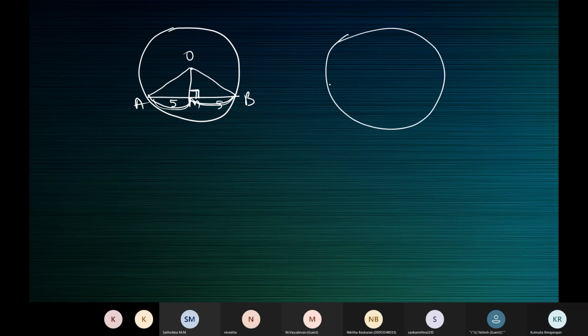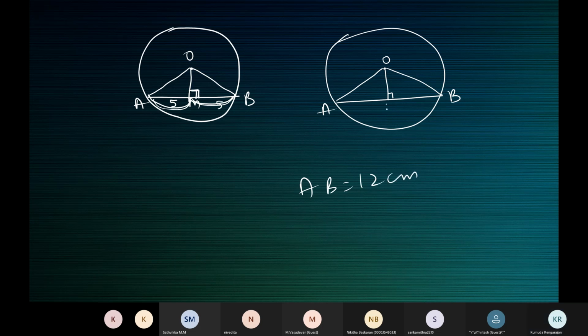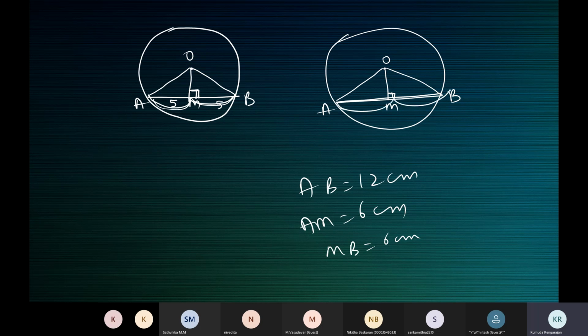Supposing we know that AB is 12 centimeters. So you can conclude that AM is 6 centimeters and MB is also 6 centimeters. If AB is 12 centimeters, because OM is perpendicular to AB, it bisects AB. So AB is 12, so AM is 6 and MB is 6.